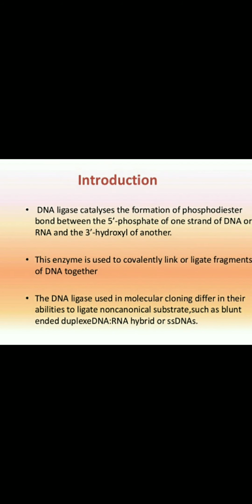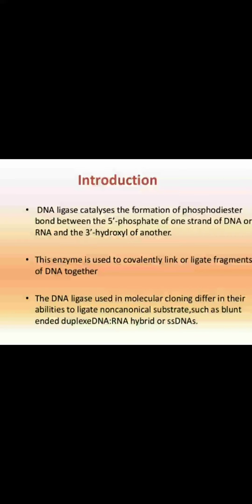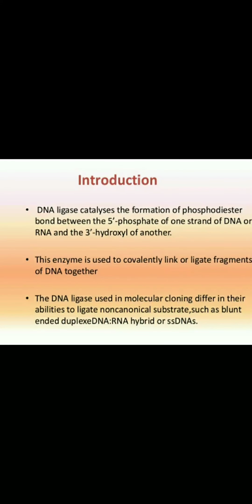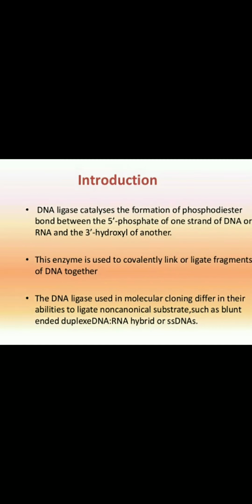So DNA ligase catalyzes the formation of a phosphodiester bond between the 5' phosphate of one strand of DNA or RNA and the 3' hydroxyl of another. We know that DNA is a double helical structure, it has two strands, and here the DNA ligase is forming the phosphodiester bond between this 5' phosphate and 3' hydroxyl group. Now it acts on both DNA and RNA strands.